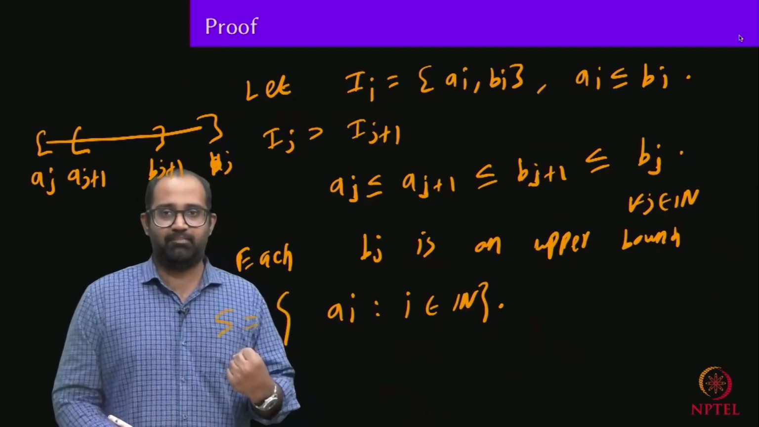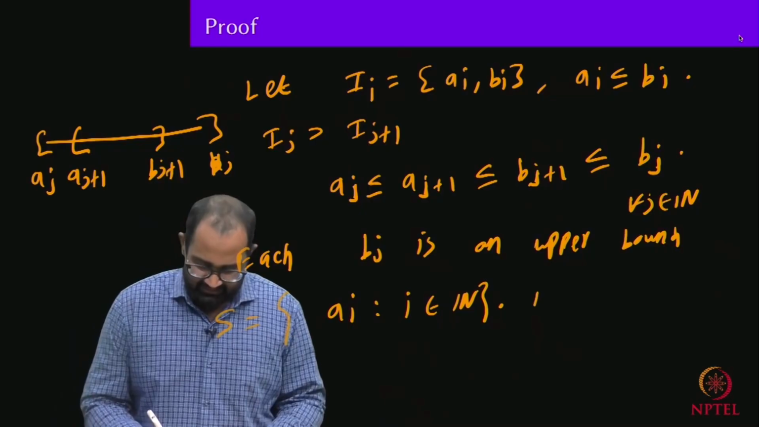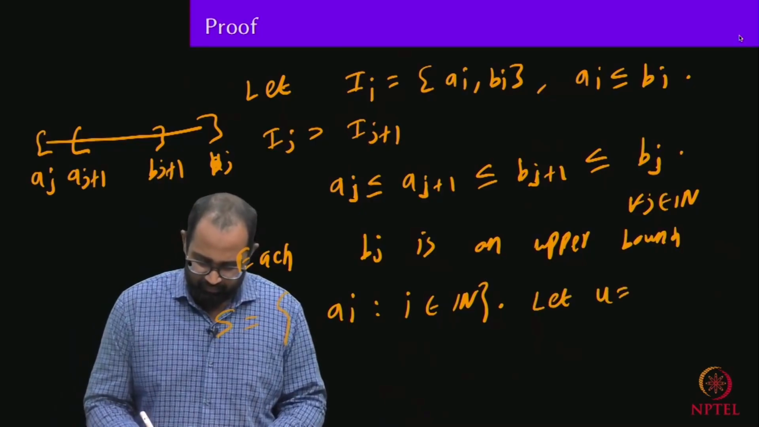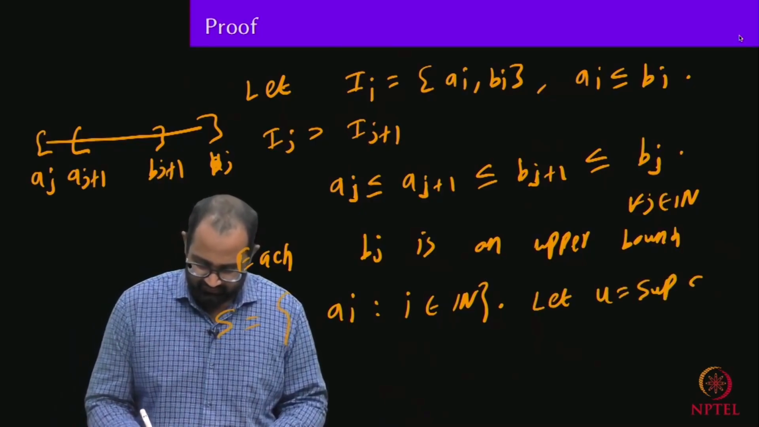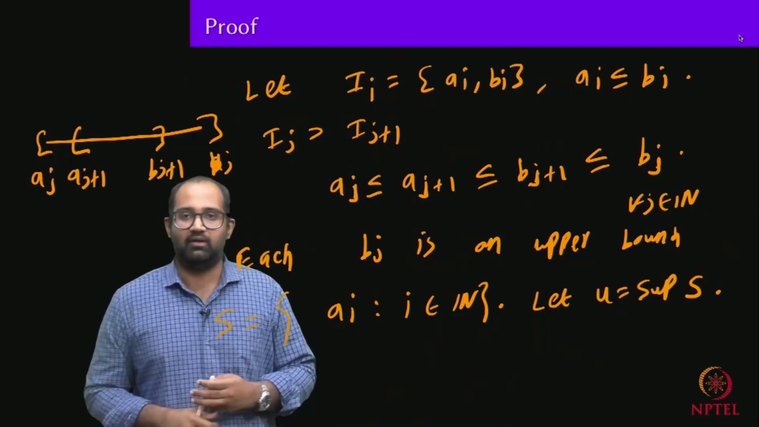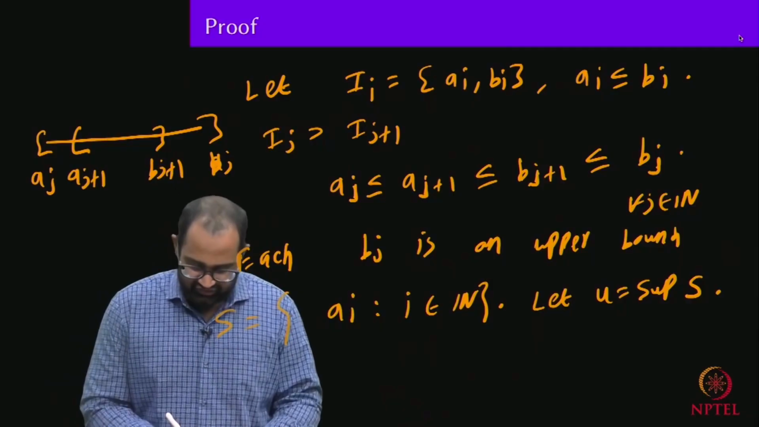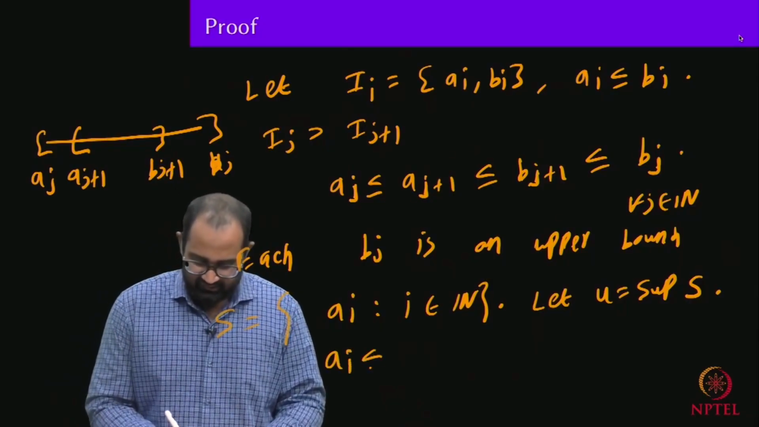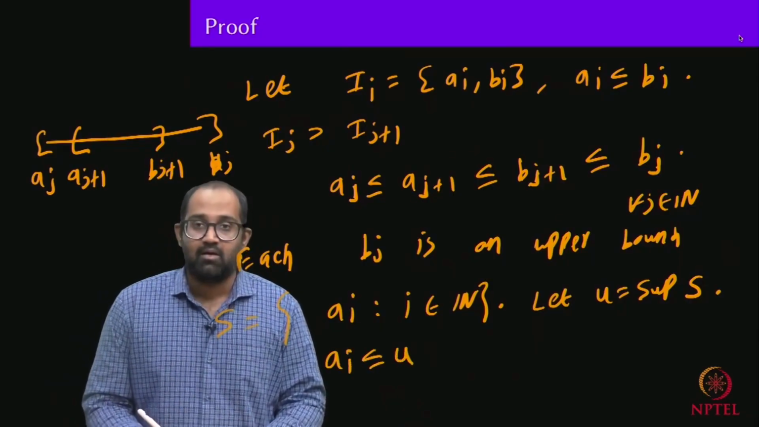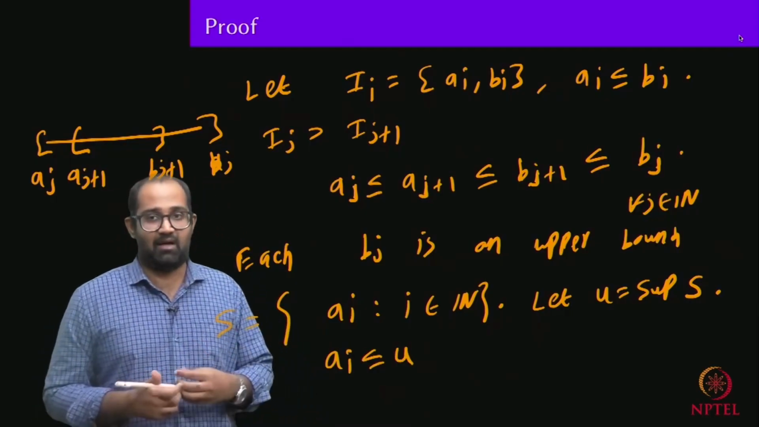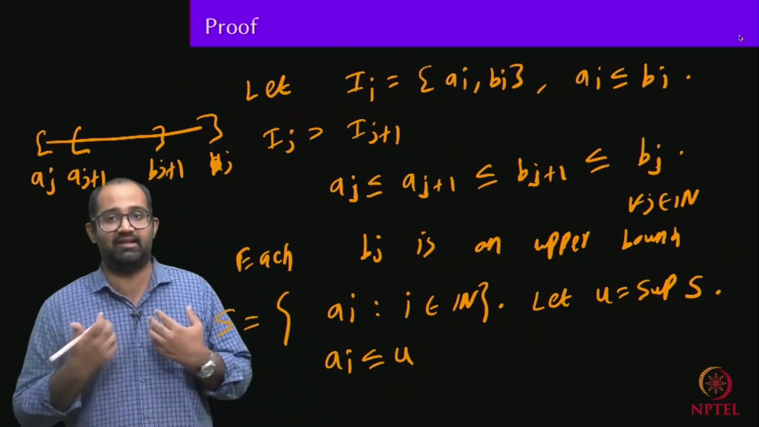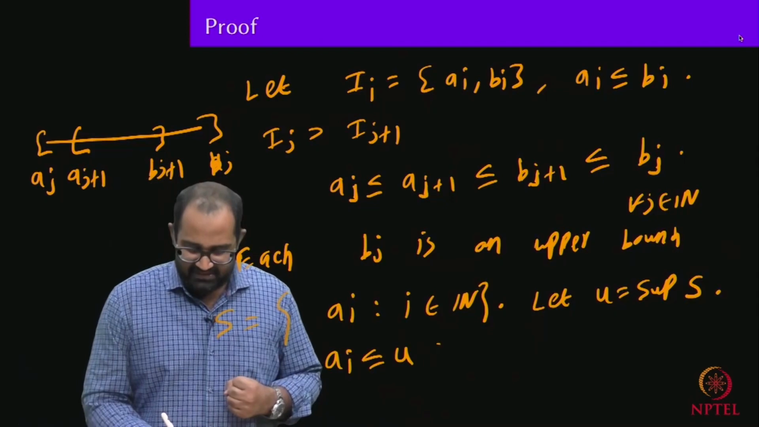Now that means by completeness, let U be the supremum of S. Then by definition, a_i is less than or equal to U, but every single b_j is an upper bound and U is the supremum, it is the least upper bound. So every b_j should be greater than or equal to U.